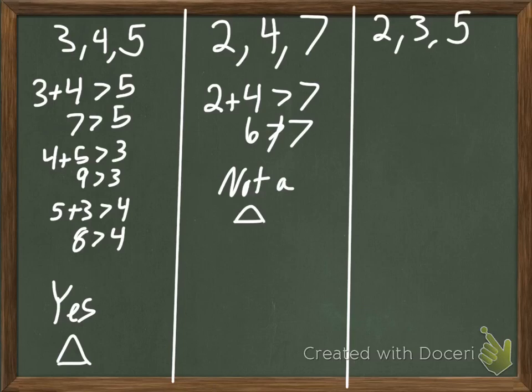So we go over here to a third one, 2, 3, and 5. 2 plus 3 greater than 5. 2 plus 3 is 5, but 5 is not strictly greater than 5. It's equal to, but it's not greater, and we need it to be greater. So it doesn't work. And again, it doesn't matter that 3 plus 5 greater than 2 works, or that 2 plus 5 greater than 3 works. Because this one instance does not work, the whole thing is broken down. So there are our triangle inequalities.